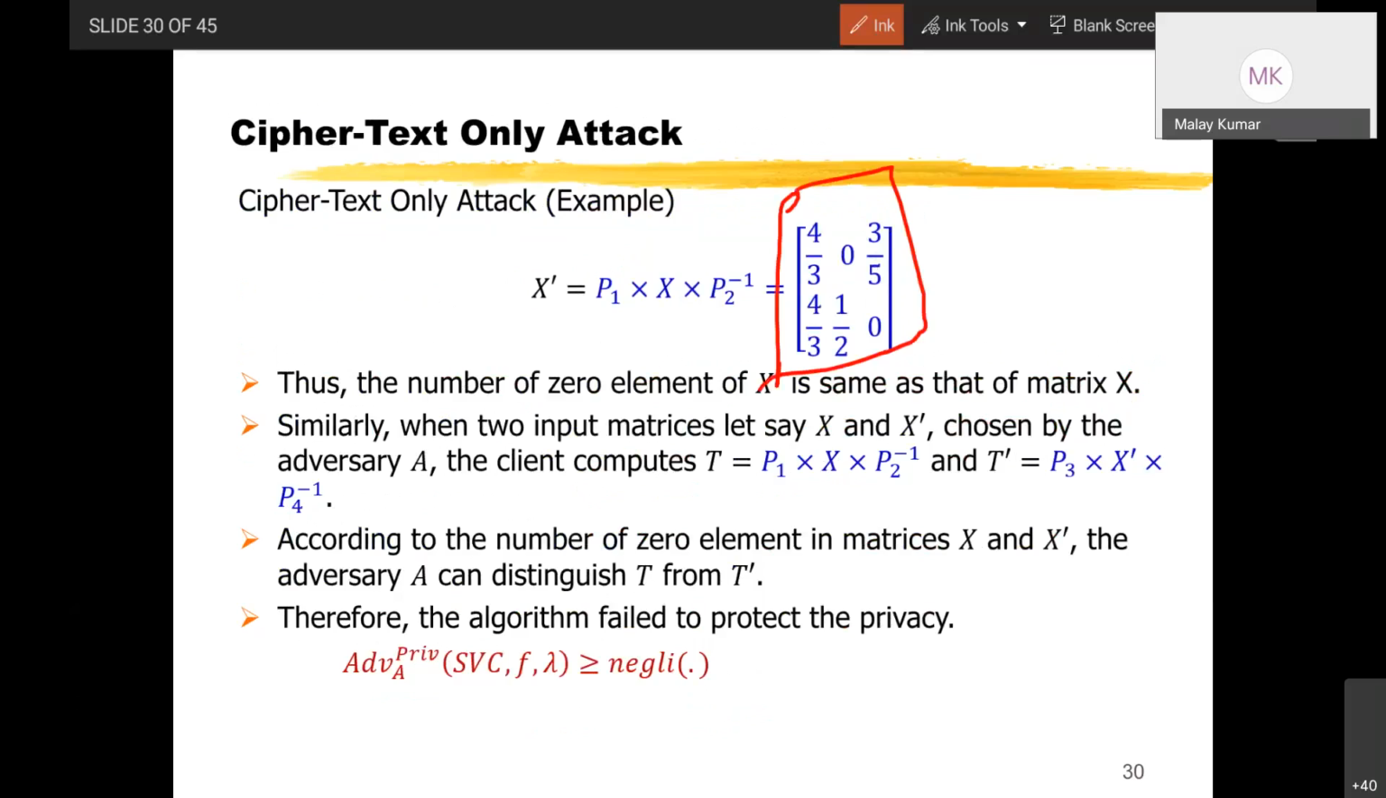As you can see, the number of zeros present in X before performing the transformation and after performing the transformation is the same. This means an adversary can clearly distinguish between the input and the output. Similarly, when the input matrices X and X dash are chosen by an adversary A, he is able to distinguish between the two values, that is T and T dash, and therefore this algorithm.